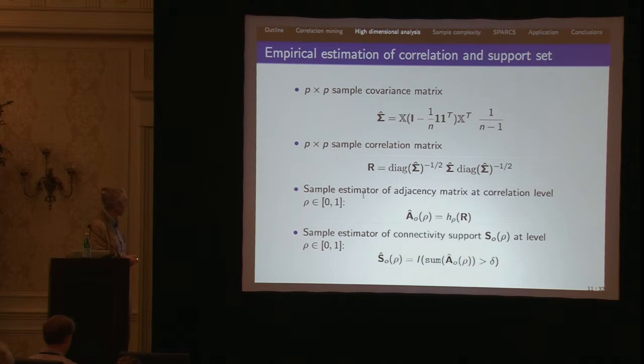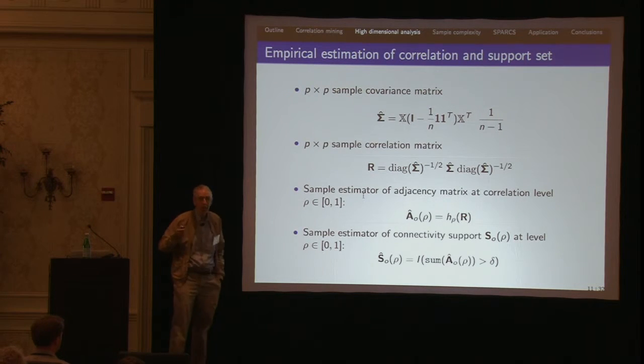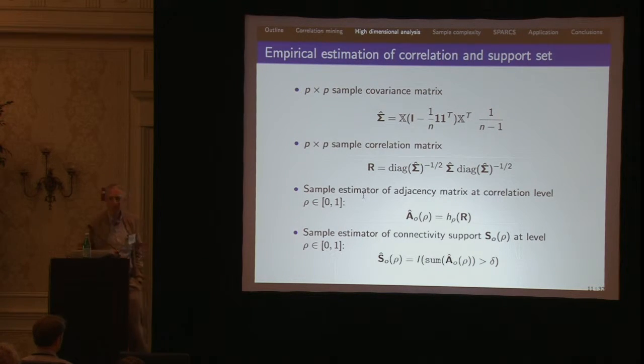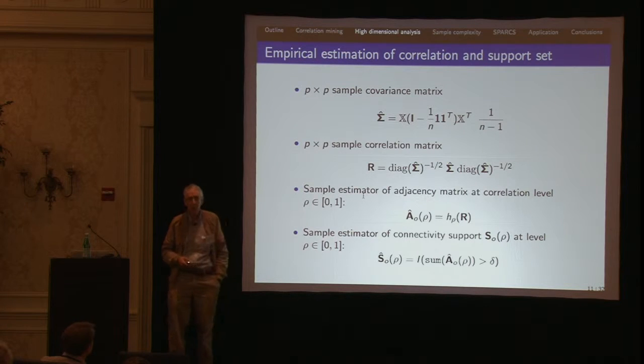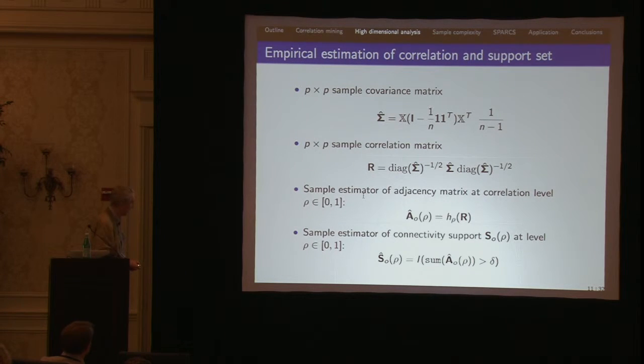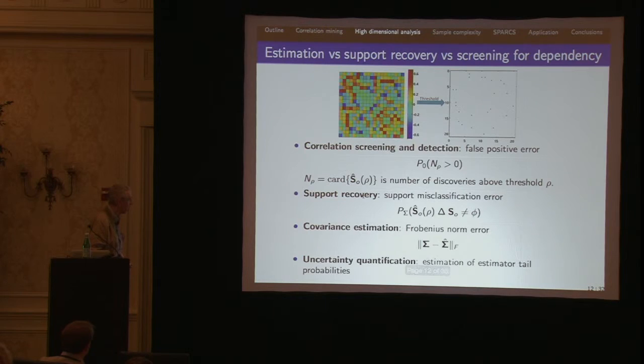And then the sample estimator of the adjacency matrix is obtained from the sample correlation matrix by thresholding at some level rho, where rho is now this threshold that has to be chosen. So the question is, how do you choose that threshold in order to ensure a reliable set of edges in the graph that comes from your adjacency matrix, or that ensures that your estimate of the support set, that is the topology of this correlation or inverse correlation graph, is close to the true topology.